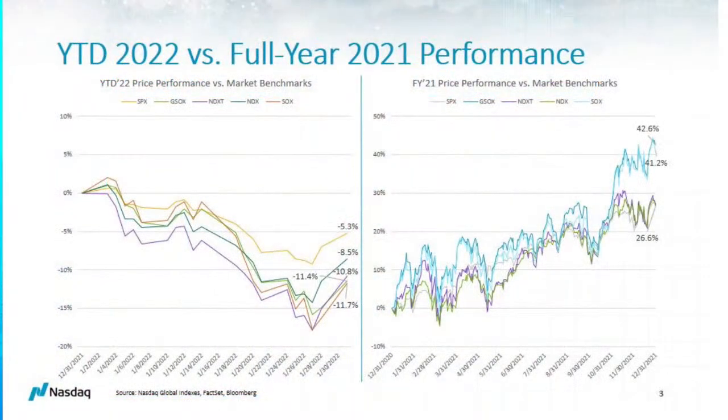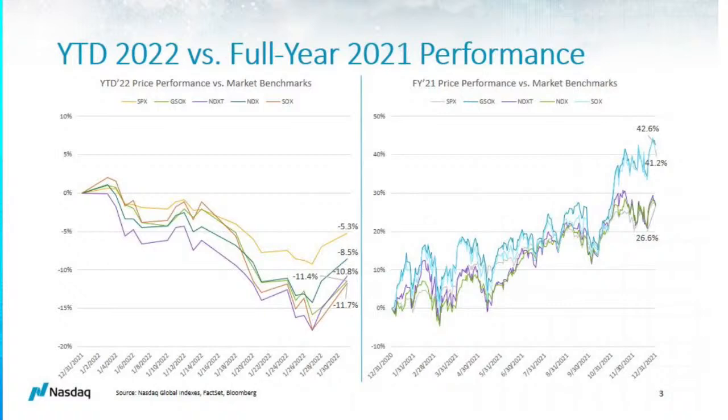So, I mean, you look at long-term performance on this, it's really, really impressive. It's actually beaten the Nasdaq 100 if you look back on a 10-year basis. What I'm showing here is a divergence between what happened last year. For the full year, you can see GSOX was up 42.6%.